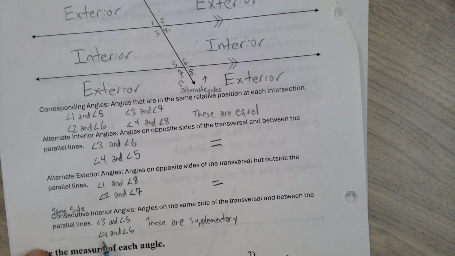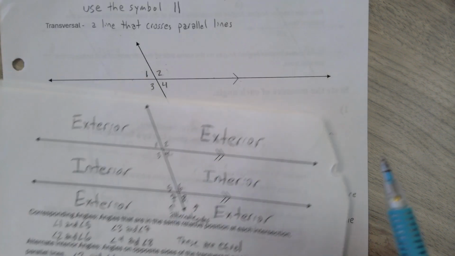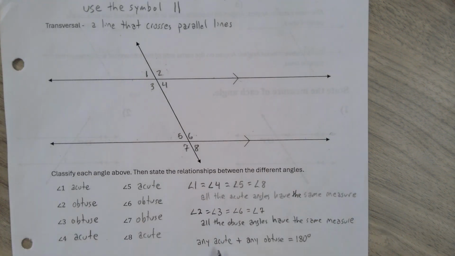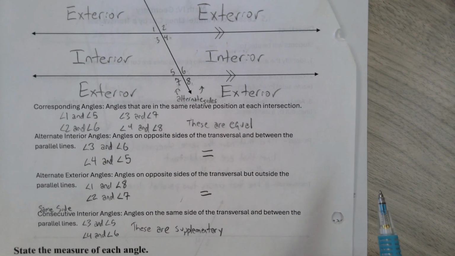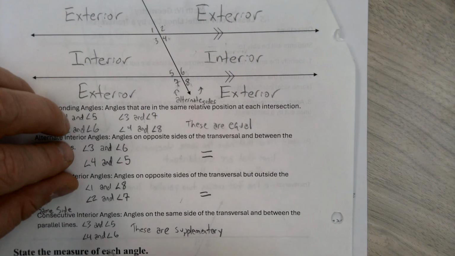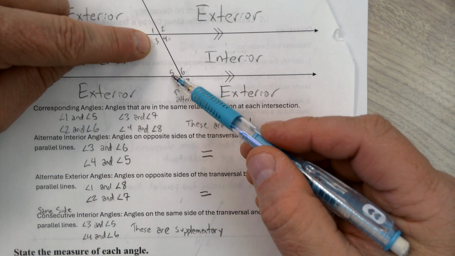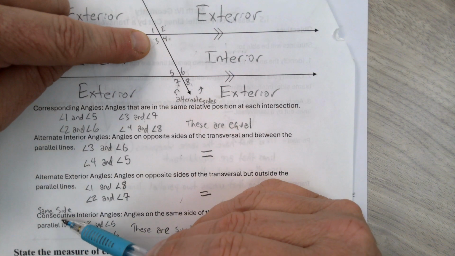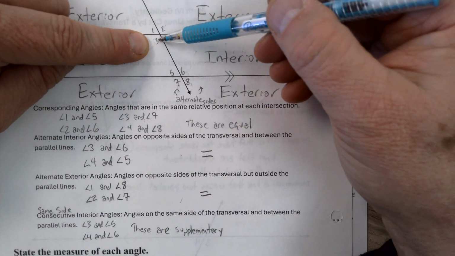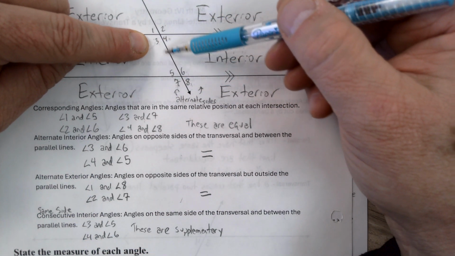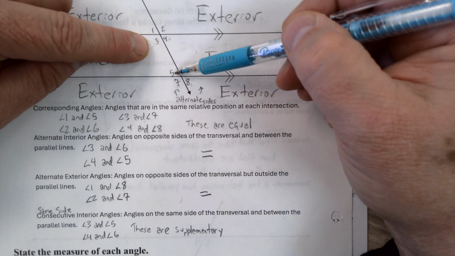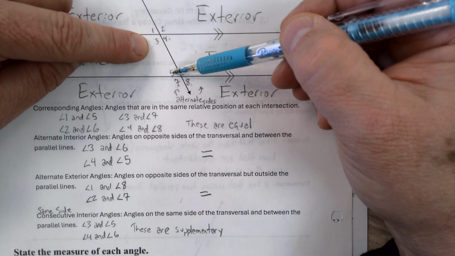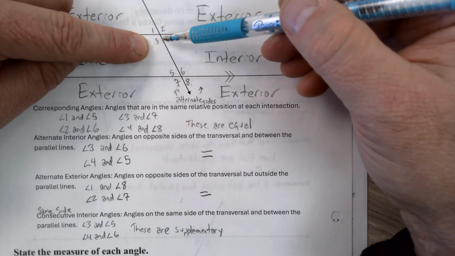And the last is same side. Now, the last thing I talked about on this page was that any acute plus any obtuse equals 180. Well, this just looks at a very specific pair of those, which is 3 and 5. So same side or consecutive interior. So these are on the same side of the transversal, and they're in the interior, so 3 and 5. And this is obtuse, this is acute, which means if I add them, they're equal to 180. They're supplementary. Same thing with 4 and 6.